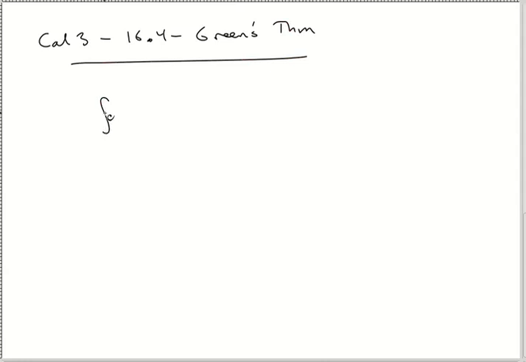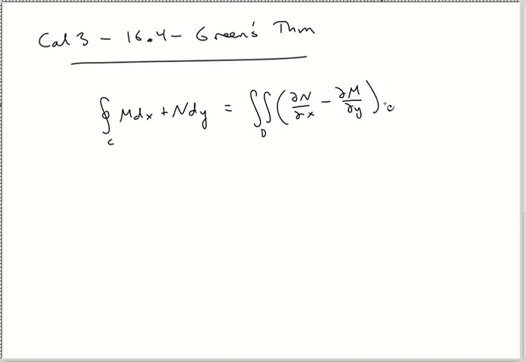It is the integral over a curve of M dx plus N dy, which is equal to the double integral over some kind of domain, an area, of dN/dx minus dM/dy dA. Okay. Well, there you go. So let's go ahead and start doing some problems here.